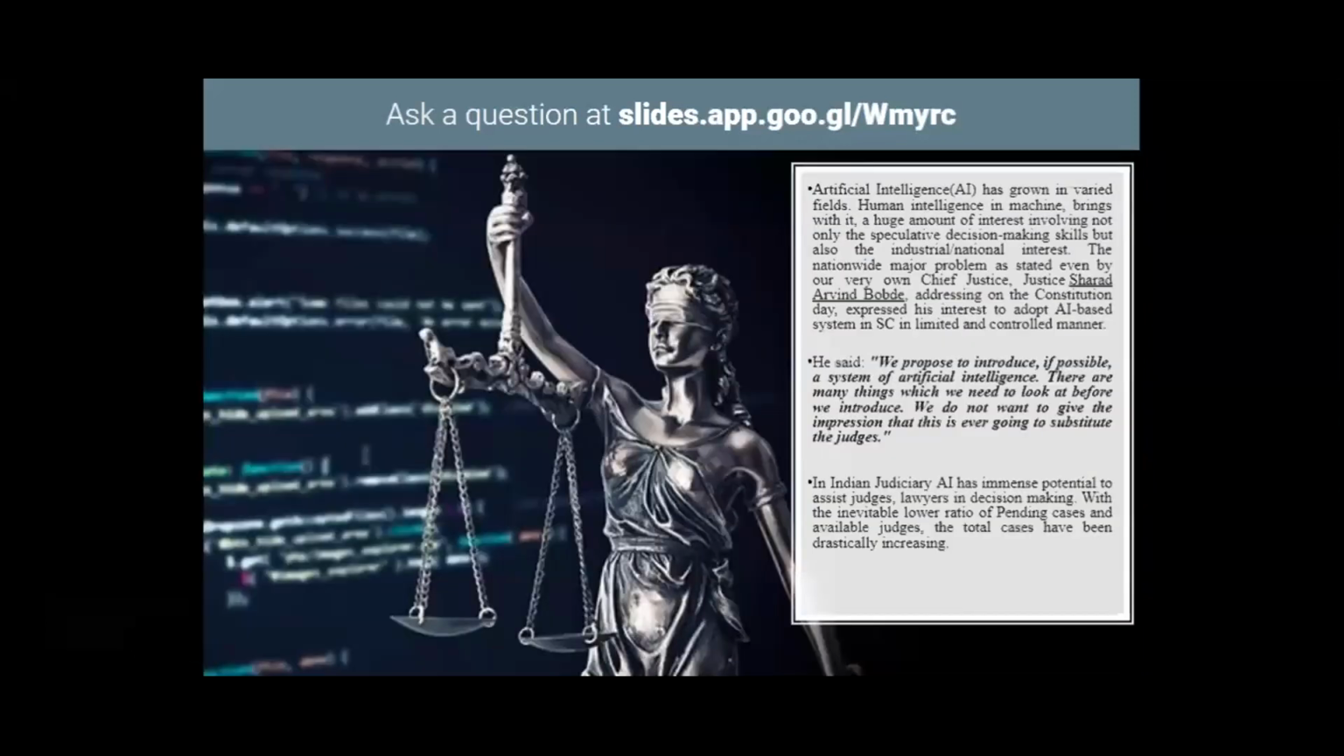What he said was to propose, if possible, a system of artificial intelligence, but there are many things we need to look at before we introduce it. These include the trust deficit and data availability problems, and we don't want to give the impression that this is going to substitute the judges. It will assist the judges. There will be no robo judge. This will only be an assistance, and we can equip the judges with more facilities in order to improve the ratio of available judges to all the cases that are pending.